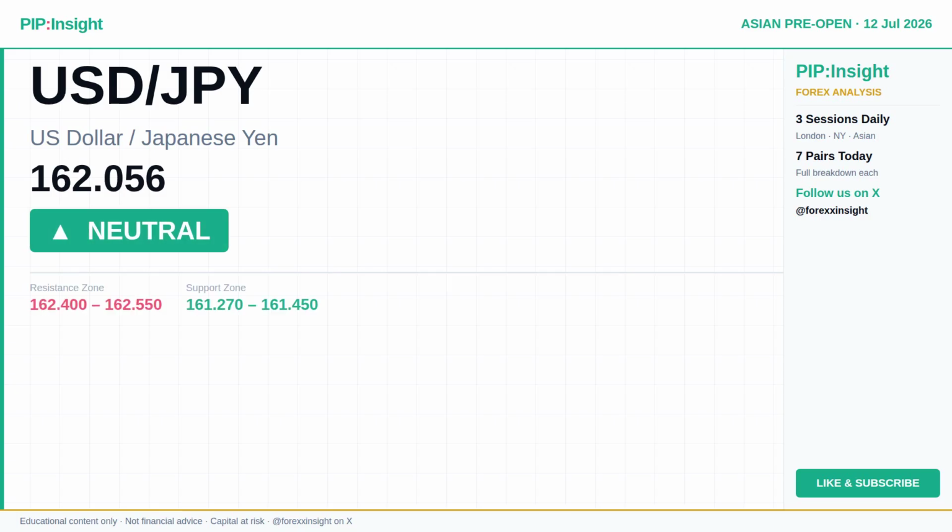Dollar Yen. The chart is showing tentative bullish structure on this session. The moving averages are fanning above price. Resistance is marked between 162.4 and 162.55. Support is marked between 161.27 and 161.45. Here is the full chart breakdown.